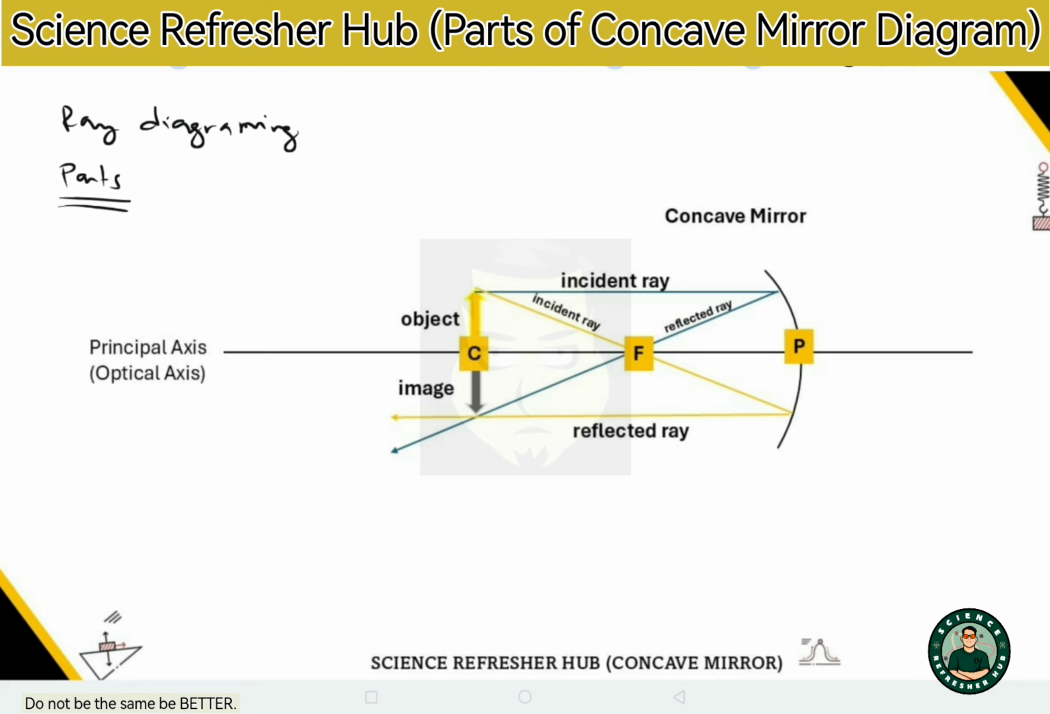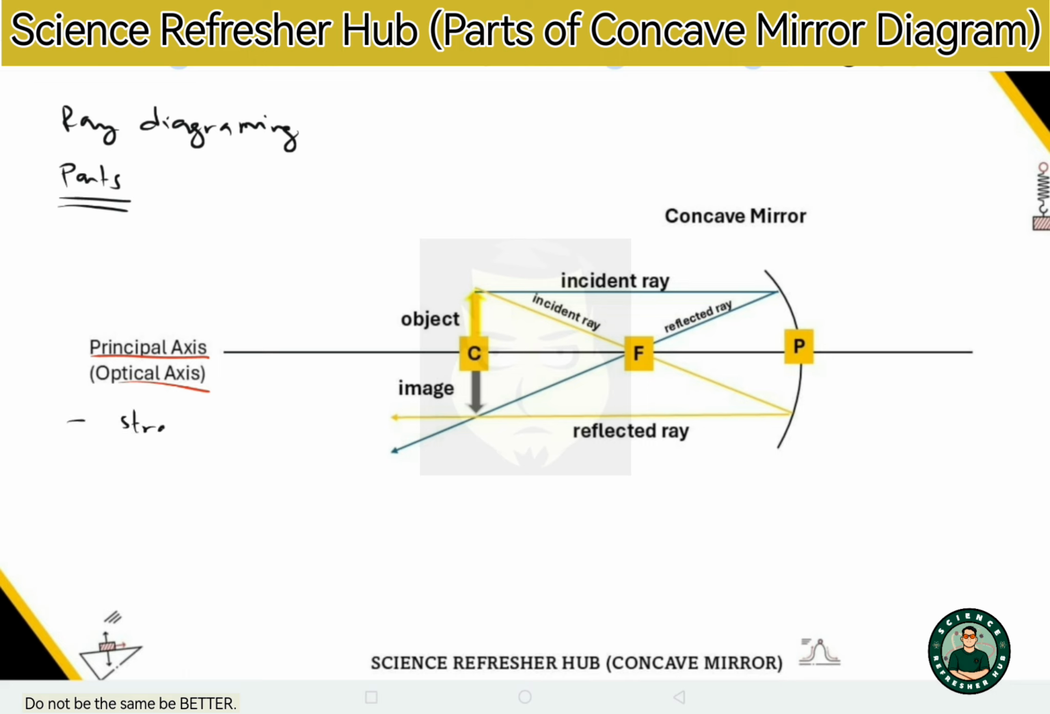Let's have first the principal axis, or we call it the optical axis. Same thing, okay? Some books use principal axis to represent this imaginary line, or they will just use the word optical axis. What does it mean when we say optical axis or the so-called principal axis?